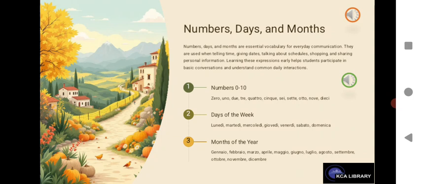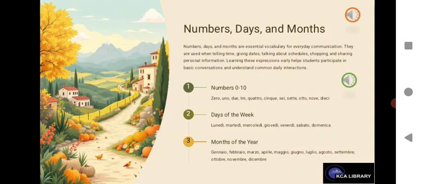Numbers 0 to 10. The numbers from 0 to 10 in Italian are: 0, zero; 1, uno; 2, due; 3, tre; 4, quattro; 5, cinque; 6, sei; 7, sette; 8, otto; 9, nove; and 10, dieci.